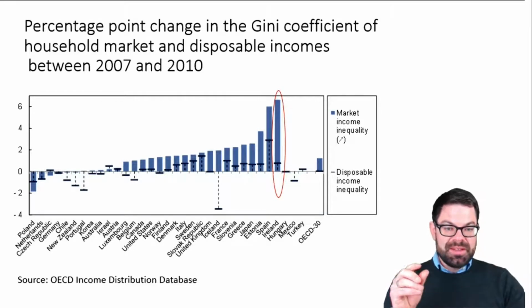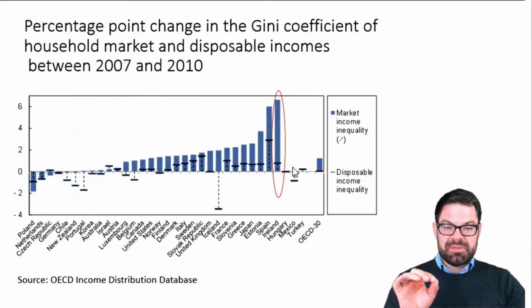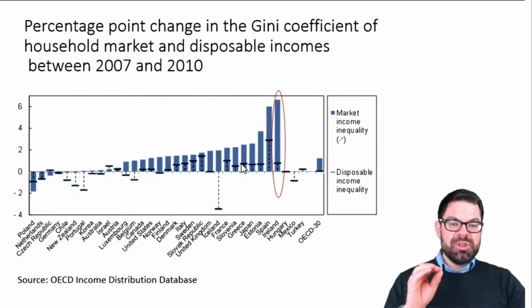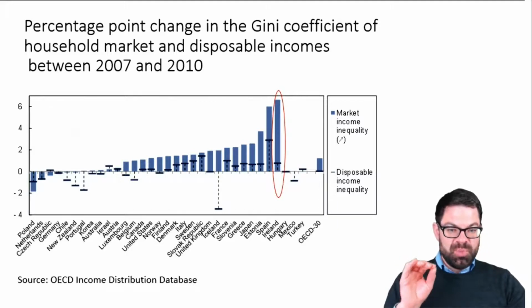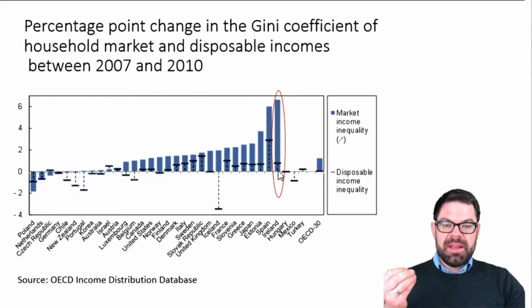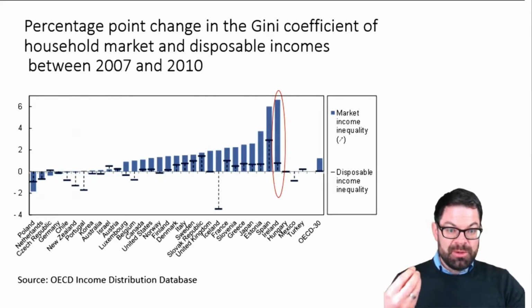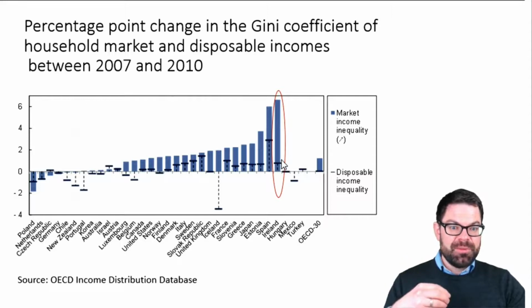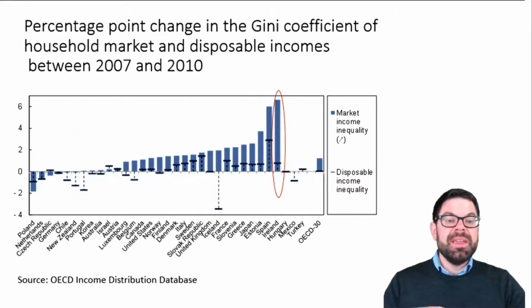But that's the blue bars, but you can also see those strokes here, those black ones, which give you the change in inequality in disposable income. Okay, so that's what the households actually have after taxes and transfers. And here you can see Ireland, where you had this huge shock, actually the biggest shock to market income in all of the OECD, but you actually had a very small increase only in income inequality in disposable income.